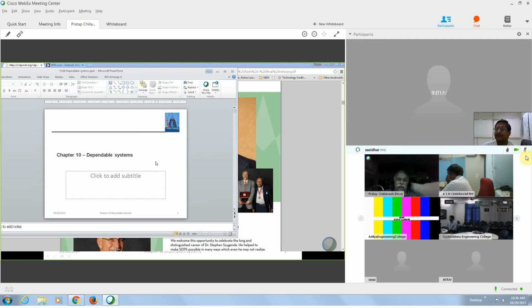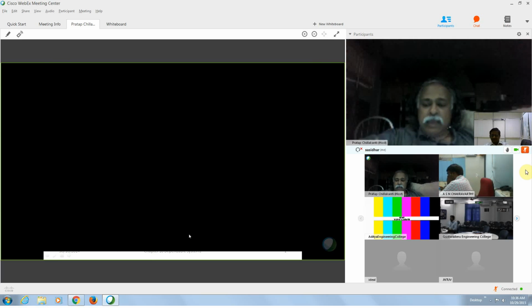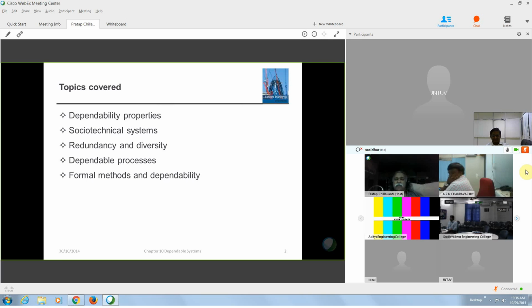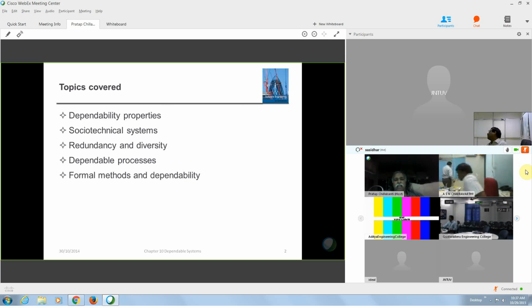So okay. Having said that, let's get into dependable systems here. We'll look at what we mean by dependability, first and foremost. The word socio-technical is an interesting term because the whole idea now is whatever we do, it should benefit the society. That is the bigger scheme of things. So we'll look into some aspects of that.